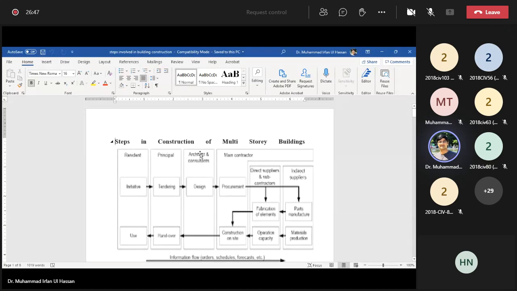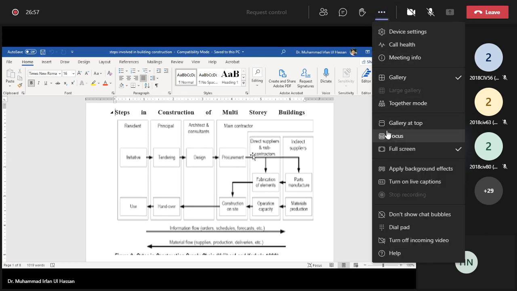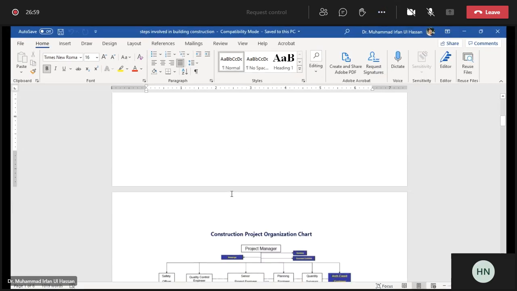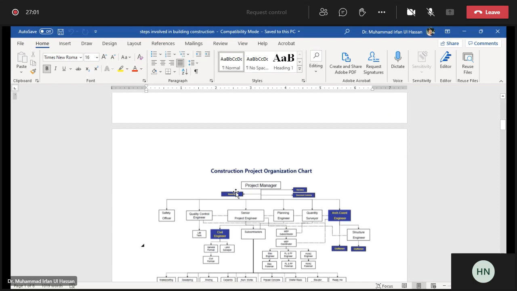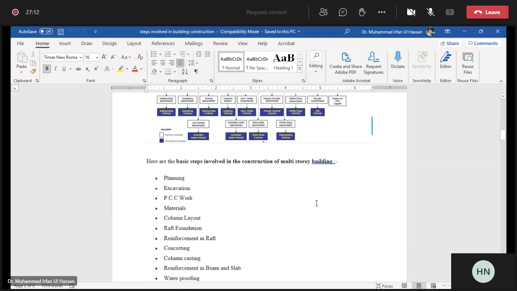Here is a flow chart showing the hierarchy of the project: who the leading architect is, the consultation and its steps, and then the team, with the project manager, engineer, quality control, and senior project engineer. This is the flow chart of the team.